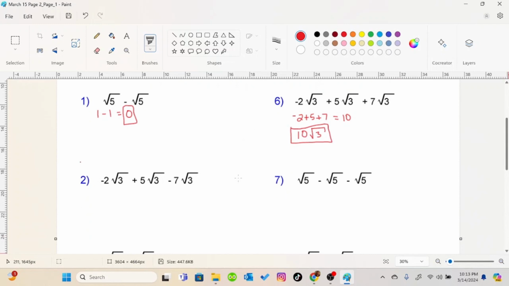Number 2. These are all square root of 3. So what we have is negative 2 plus 5 minus 7. Negative 2 plus 5 is 3. 3 minus 7 is negative 4. So our final answer is negative 4 times the square root of 3.